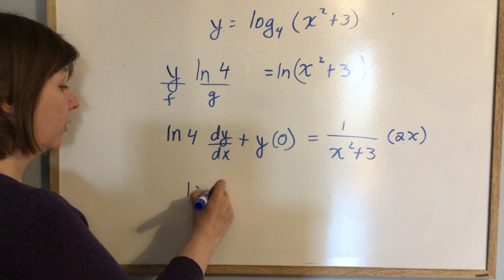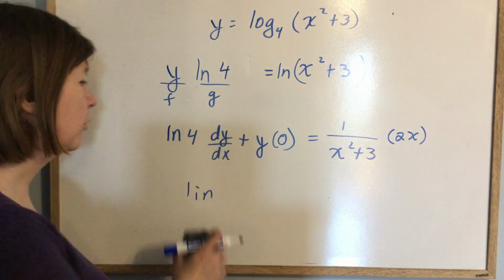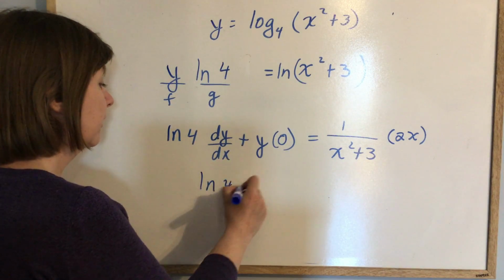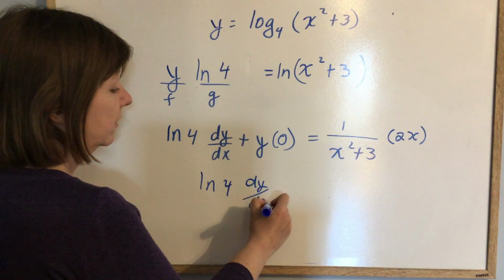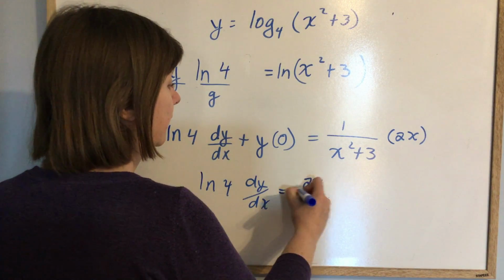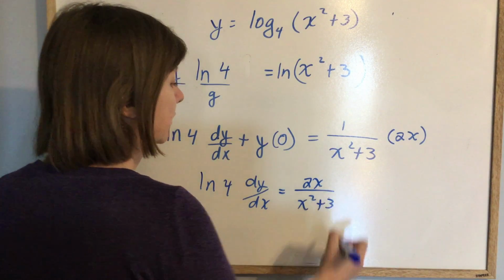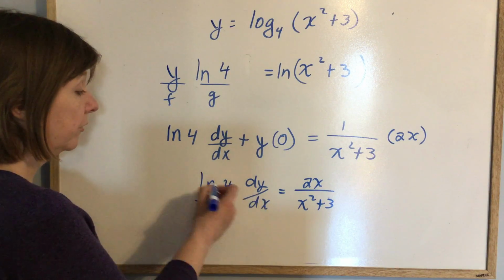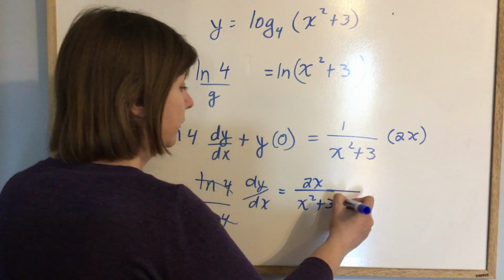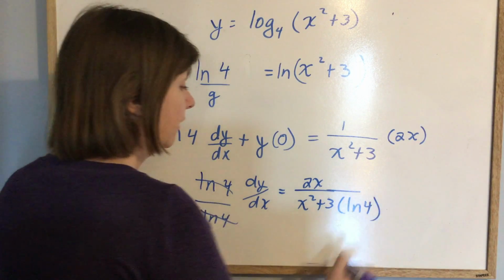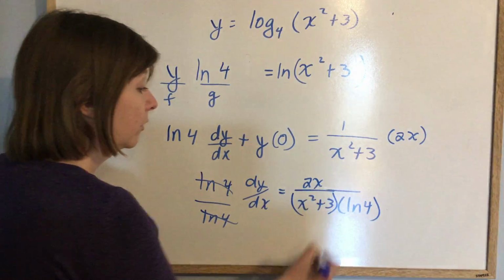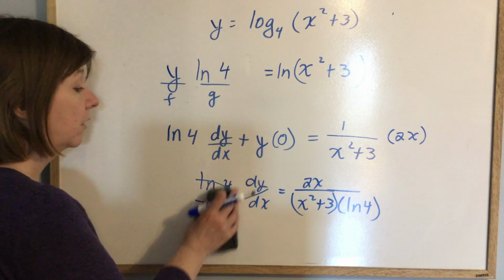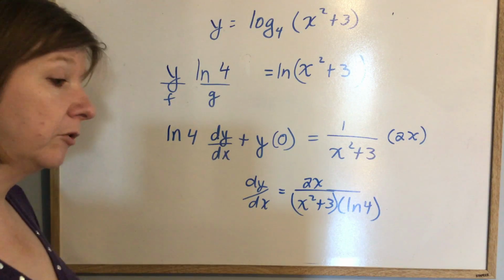So I have ln 4 dy dx equals 2x over x squared plus 3. So I'm going to divide this side by ln 4 so that the dy dx is by itself. So that means I'm going to divide this side by ln 4. And so really what I have is 2x over x squared plus 3 times ln 4. And that would be my derivative.